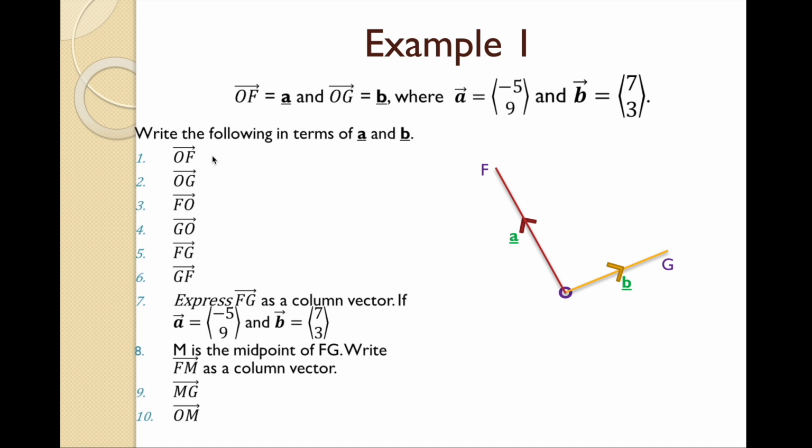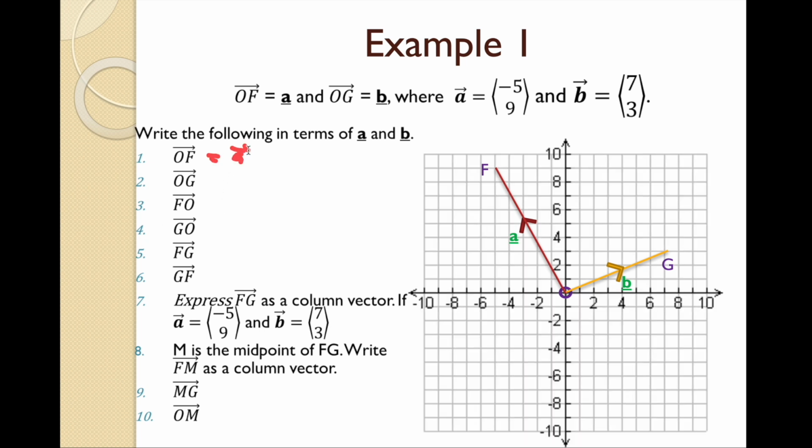Okay, so let's try the first one, O to F. I want you all to write this down. If we have O to F, we refer to O to F as, what do we refer to it as? A. So I want you guys to put that down. O to F is A with my little arrow at the top. Make sense? Now I want y'all to try OG, FO, GO if you're feeling very lucky and confident.